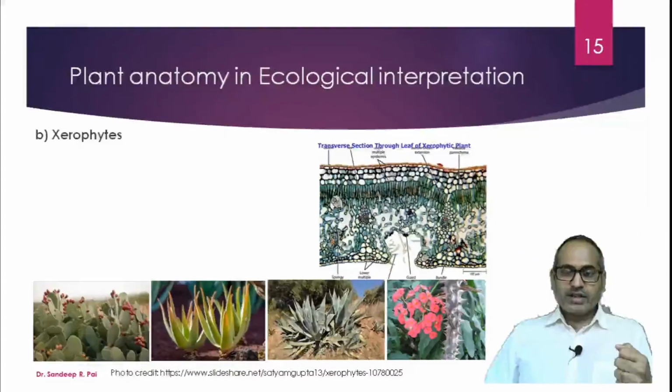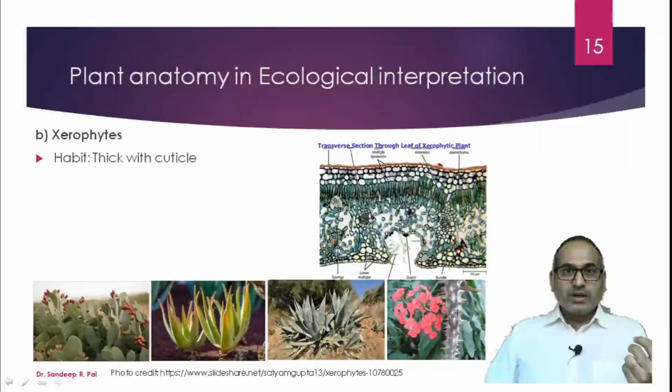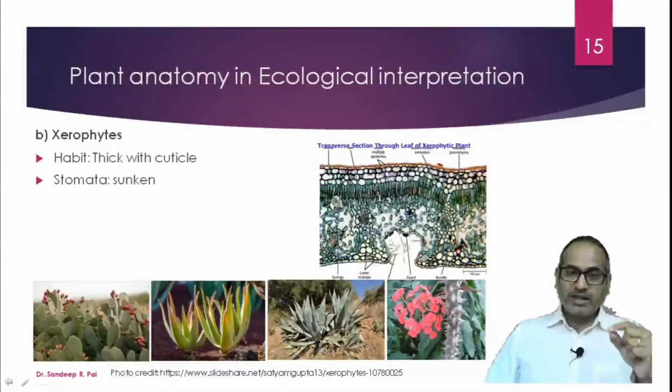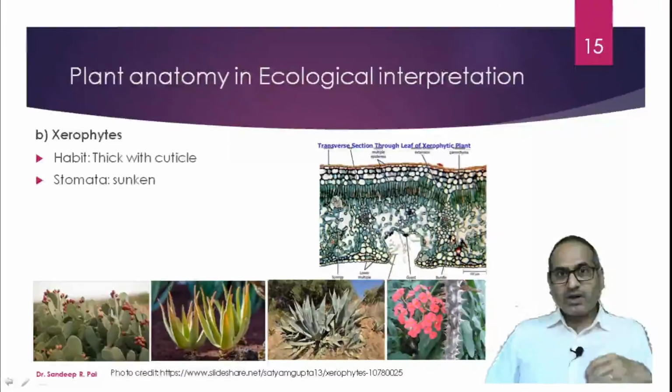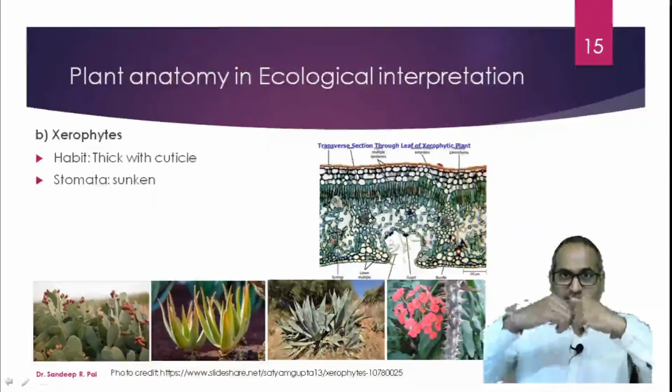The next part is xerophytes, plant anatomy in ecological interpretation of xerophytes particularly. Habit, they are thick with cuticle. Xerophytes grow in water-scarce areas. So they have a thick cuticle. This thick cuticle will help avoid transpiration, so water loss from the plant surface is avoided because of the cuticle. They have sunken stomata. The stomata are inside the epidermis.